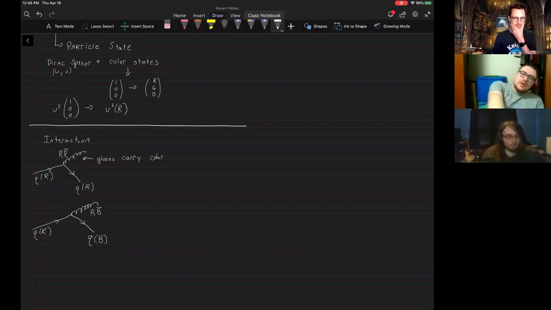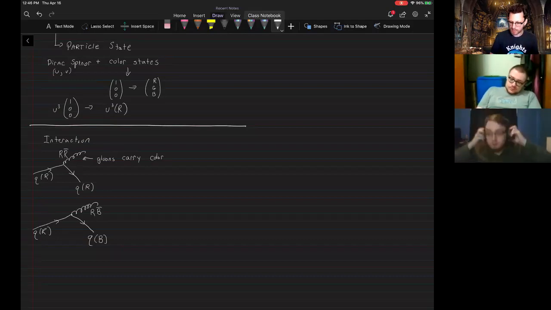Are gluons always two colored? Yeah, so gluons are always two colored objects. Right? In our theory, that's the way they're written. So I can write down then a set of gluon states.